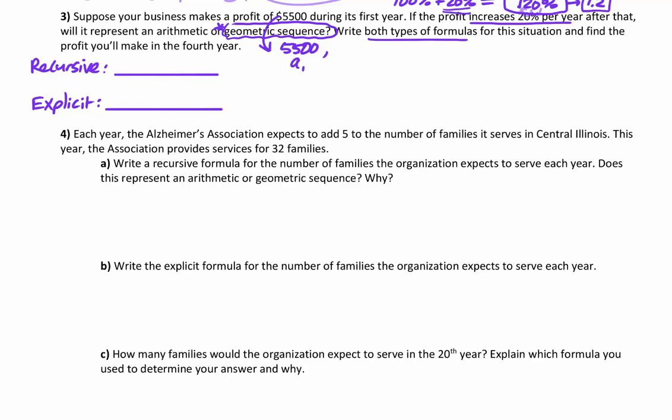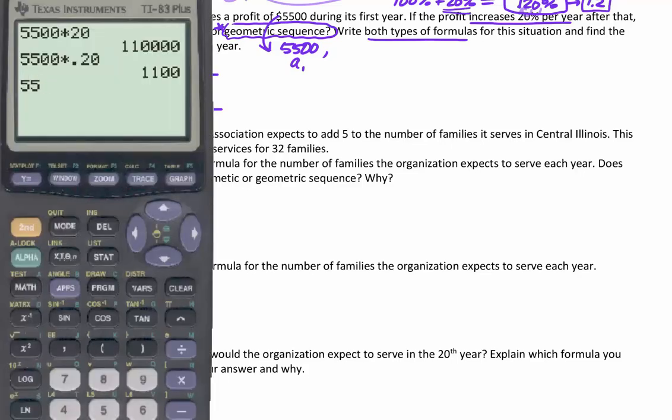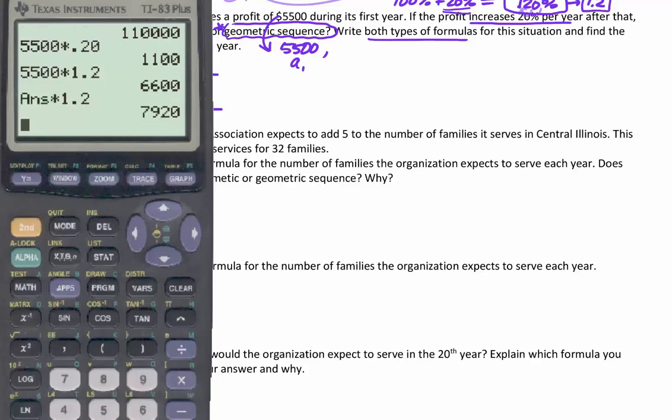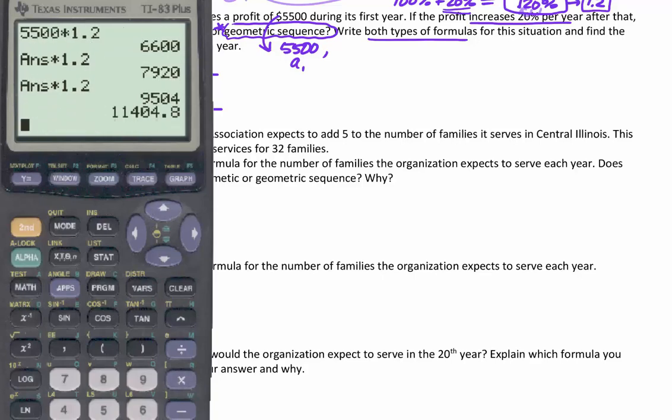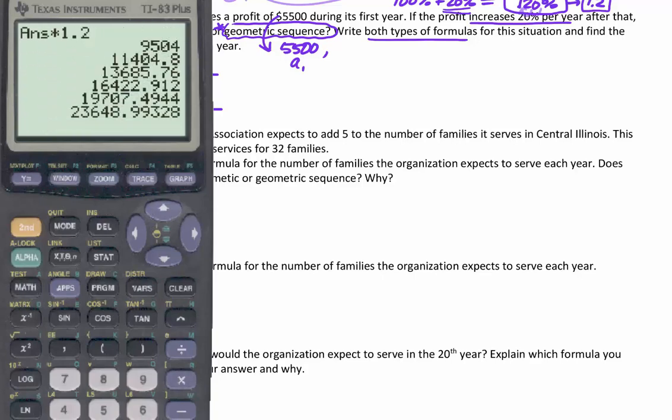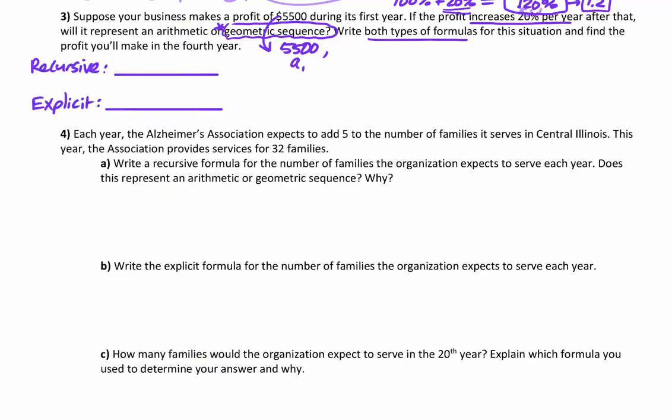So if we took 5,500 and we multiplied that by 1.2, we're going to have 6,600 as our profit in the second year. And then we can times that by 1.2, and the whole list works by just multiplying by 1.2 over and over and over again. We can even see that growing over time. So that geometric list starts at this 5,500, and my rate, my R, is equal to 1.2, or 120%.